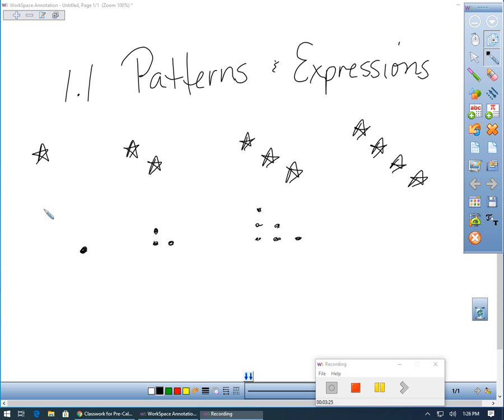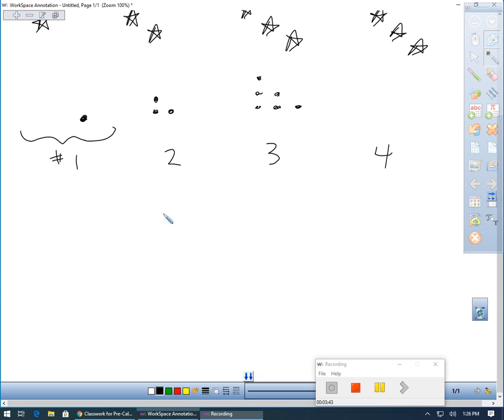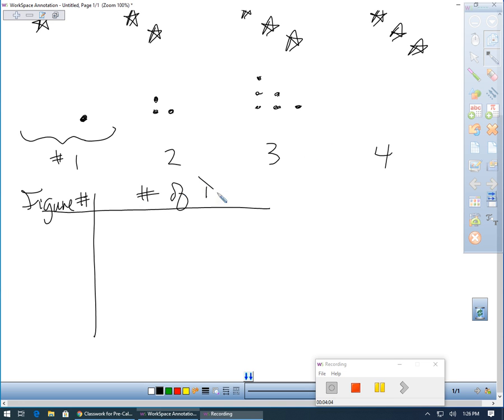So, in the first one, remember that this is always going to be figure number 1, okay? And then 2, and 3, and 4, and so on. We are going to go ahead and put these into a table, okay? So, in a table, on the left-hand side is always going to be your figure number. On the right-hand side is the number of dots, or what's in the picture that you're counting, okay? So, for example, in this one, number of dots. And the idea behind putting it into a table is that eventually we'll be able to write an expression.